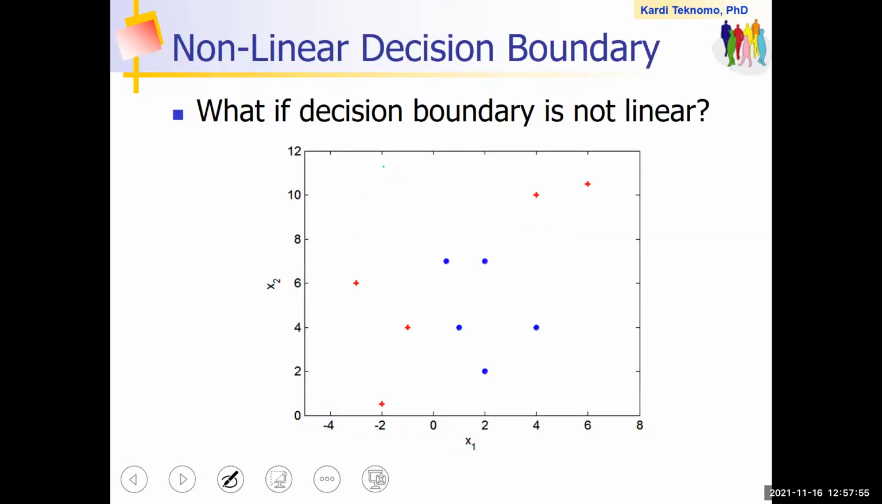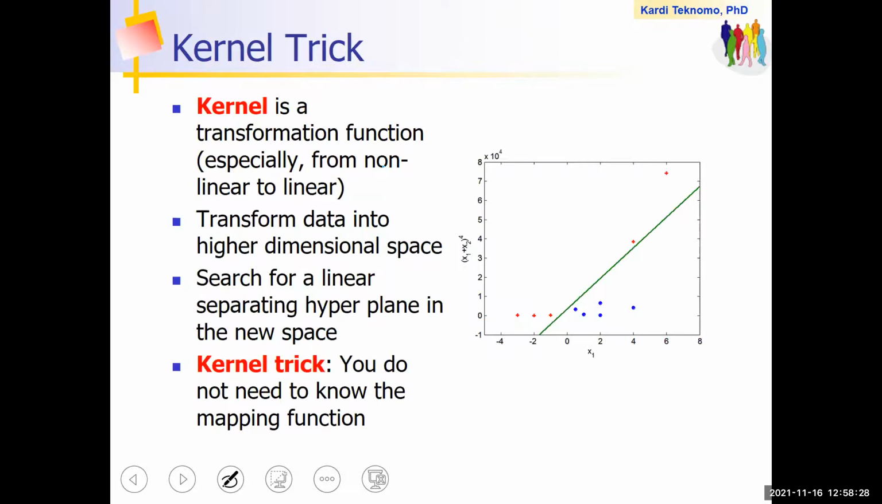So, if the decision boundary is not linear, then actually SVM will produce something like this. How? I thought the formula is always linear, isn't it? Yes, the SVM formula is always linear. But it uses the kernel trick. Inside the program, it uses what is called the kernel trick. What is that kernel trick? It transforms your data from non-linear into linear.